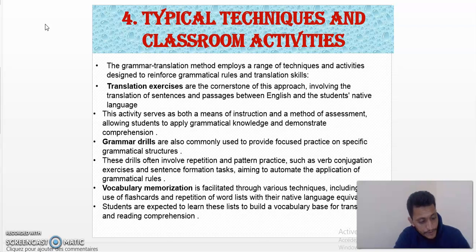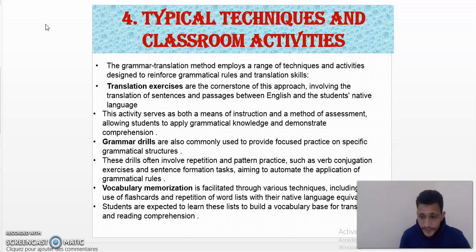Today's session is part 2 of the lesson from last time, in which you learned the grammar translation method. You learned what the grammar translation method is, and also some core principles of this approach. In this session, we are going to learn some typical techniques and classroom activities that we use within this approach. The grammar translation method employs a range of techniques and activities designed to reinforce grammatical rules and translation skills.